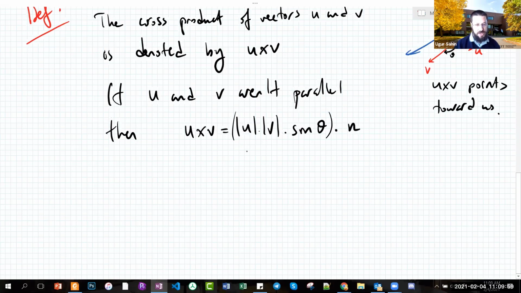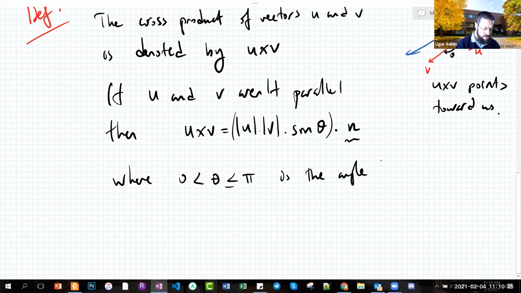It looks like the dot product definition, right? The second definition. As you see, this time I use the sine theta instead of the cosine theta, but I have another vector here. That vector, where theta is between 0 and pi. We know that's the angle between U and V.